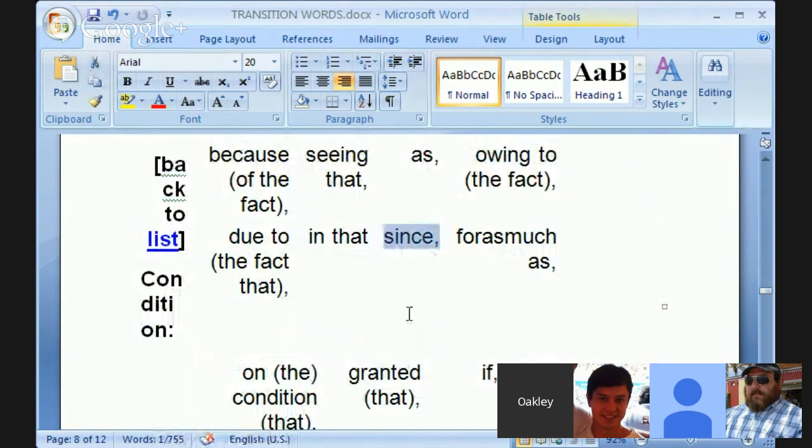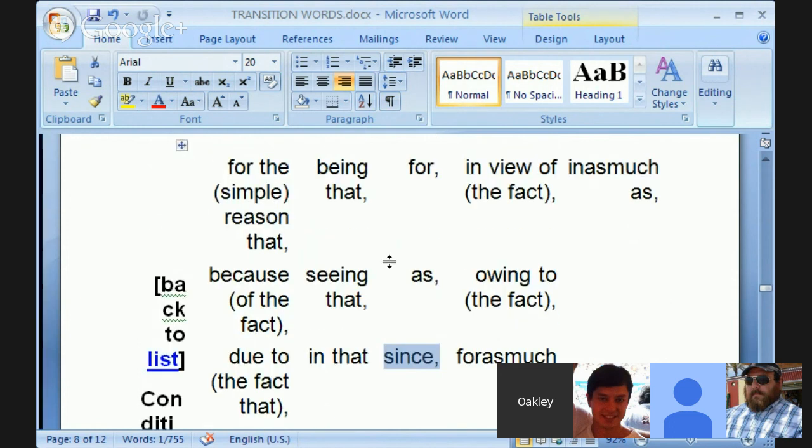Since is usually a time word that we use to indicate time, but I can also say since he was late 20 times, he got fired. All right. So it's a slightly different use here. You're not really talking about time. You're not talking about a time since 1992 I've been a teacher. I'm not using it to indicate time. I'm totally using it to indicate cause.